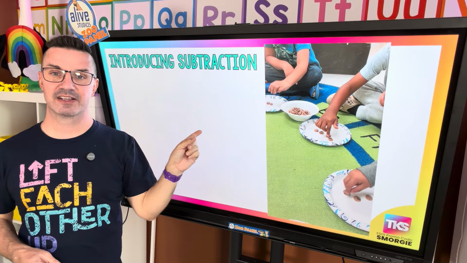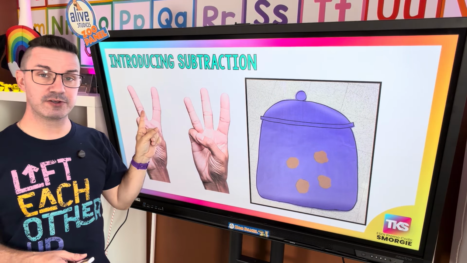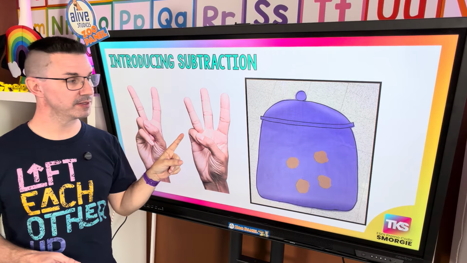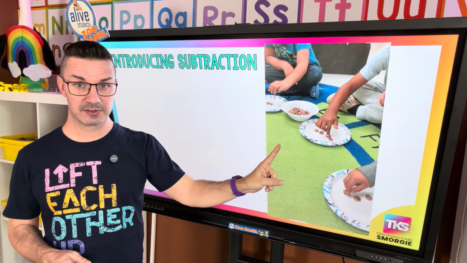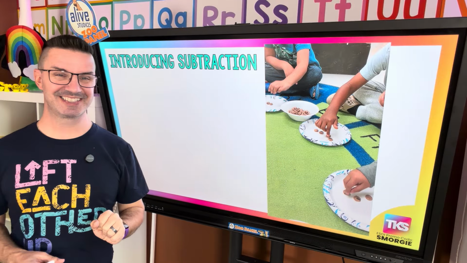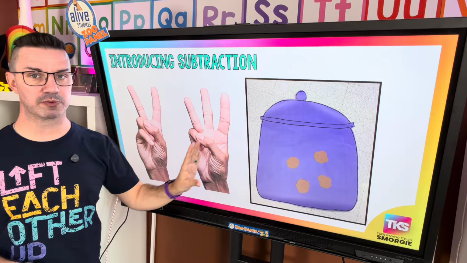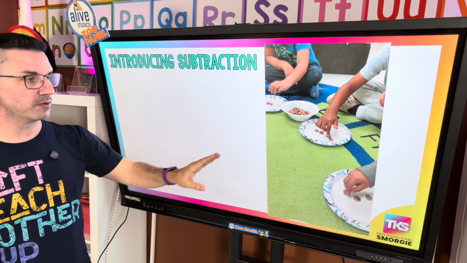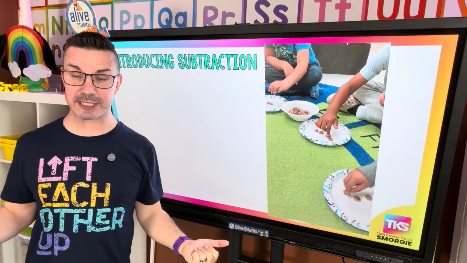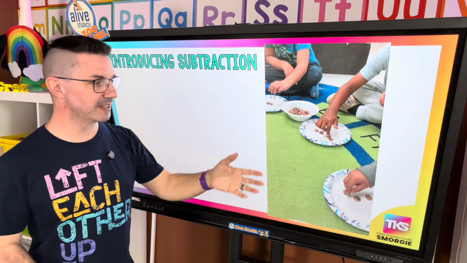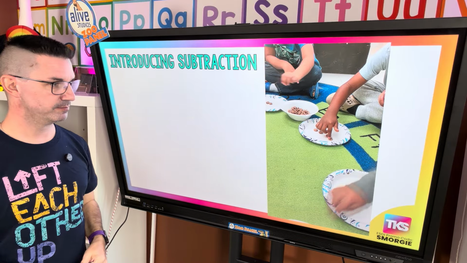And then, I do, we do, you do. We do, you do. See how that works? You see that progression of that gradual release model, right? So we're taking the cookie jar and we're using Cookie Crisp, right? Putting the cookies on the plate, taking the cookies away. How many cookies are left?